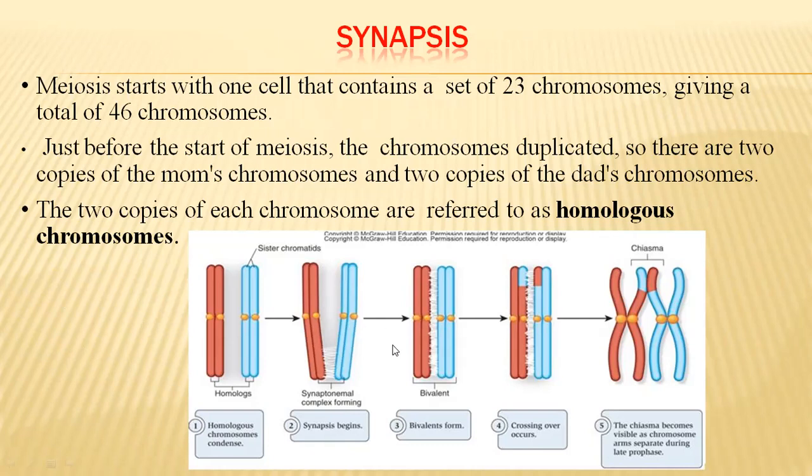In this process, the synaptonemal complex, here in this slide we can see thread-like structures. These are called synaptonemal complexes. They are formed with the help of some RNAs and proteins. They bring together the homologous chromosomes, or the chromosomes of the same pair. So with the help of the synaptonemal complex only, the chromosomes come together, and that process is called synapsis.